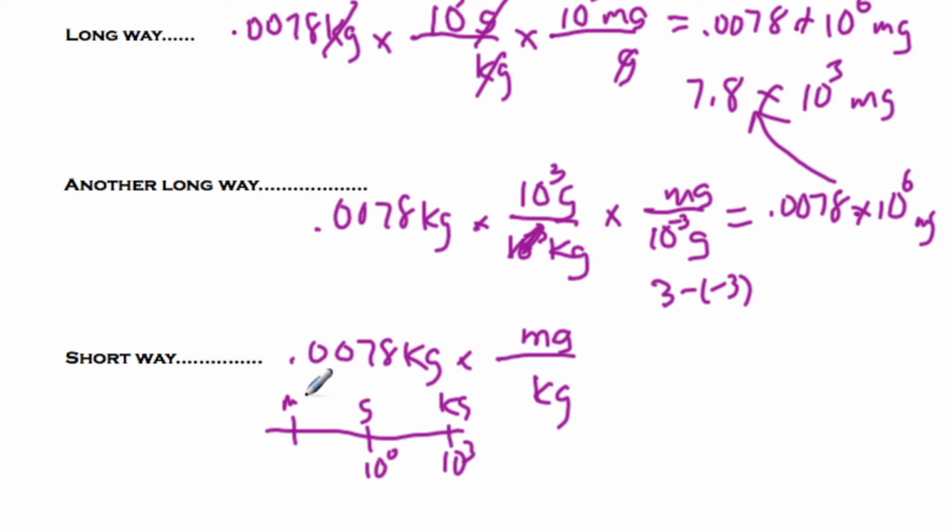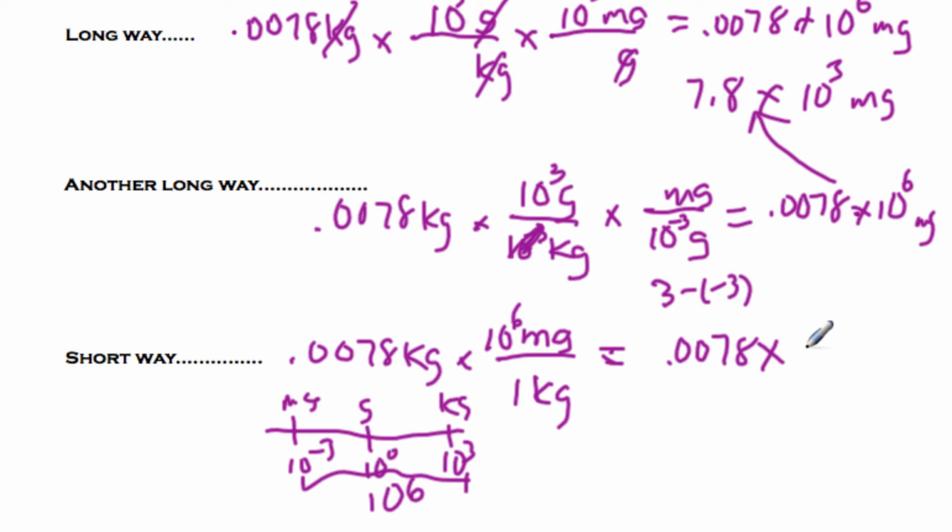Milligram is 10 to the minus 3. And there is a factor of 10 to the 6 from milligrams to kilograms. I always like to think of a whole bunch of little guys equals a big guy. So we have 10 to the 6 milligrams equals a kilogram. And there it is. So we go directly 0.0078 times 10 to the 6 milligrams. And once again, you can convert that to scientific notation.